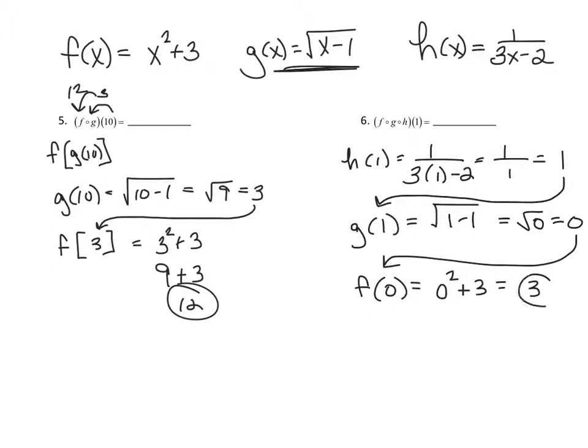That gives me 3. So remember, our shortcut way of looking at it is if we look at the top of the original problem, we took 1 and we plugged it into h, and that gave us 1. Then we took 1, we plugged it into g, that gave us 0. And then we finally took that 0, plugged it back into f, and that gave us 3, and 3 was our final answer.